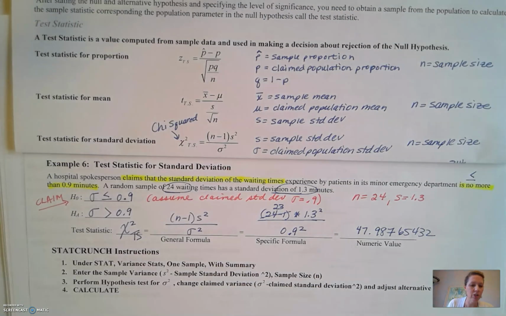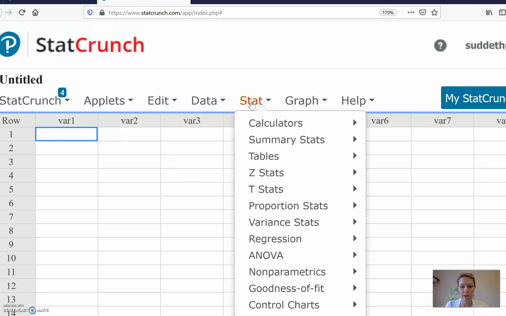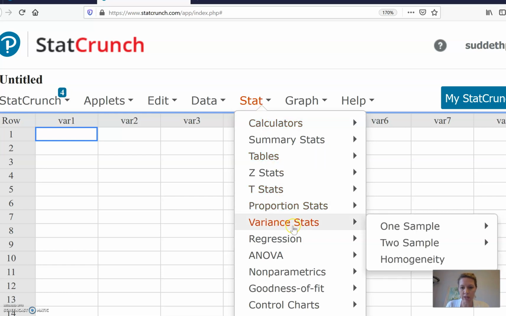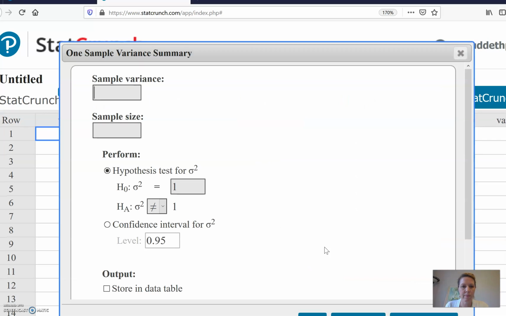Let me pull up StatCrunch. On StatCrunch, we go to Stat, then Variance Stats, then One Sample, with summary. Remember, it doesn't say standard deviation, it's variance, so we have to make some adjustments. Our sample variance is our sample standard deviation to the power of 2. So I'm going to enter 1.3 squared since it's the variance. Our sample size is 24.